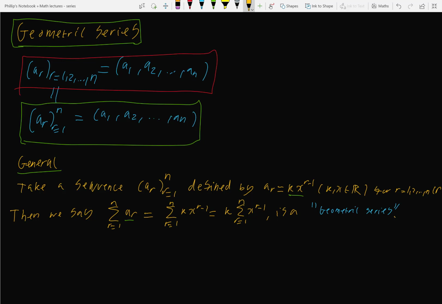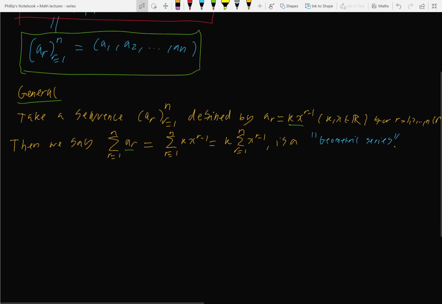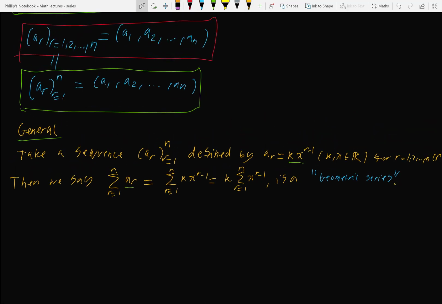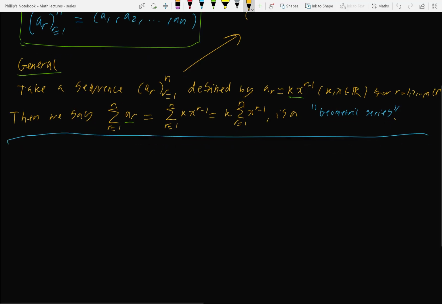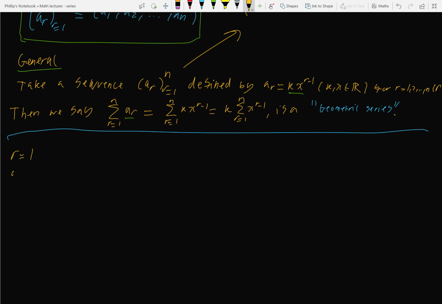So the sequence is obviously going to be of the form, well, let's have a look what the sequence is going to be equal to below. We're done with the definition for now, so I'm going to draw a line here. The sequence is going to look like, well, let's put r is equal to 1, then we've got a underscore r is equal to k times x to the 1 minus 1, which is equal to k times x to the 0. Anything to the power of 0 is 1, k times 1, which is just equal to k.